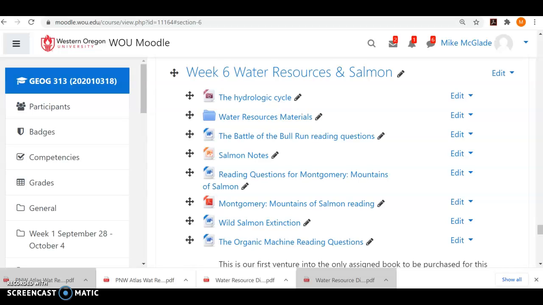Hello. So I just wanted to give you a little help with a few of the things that we're going to start off this unit with. And one of them is the hydrologic cycle. You've all seen a diagram like this probably. This is at the very top of week 6.